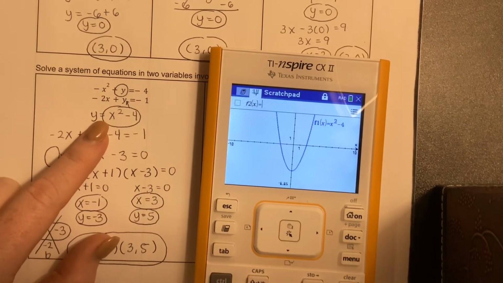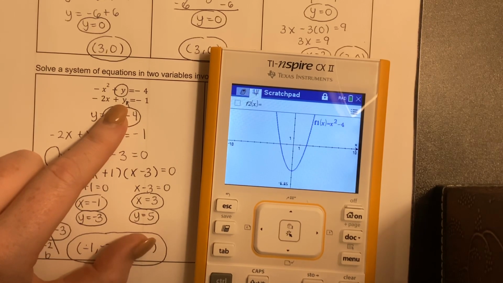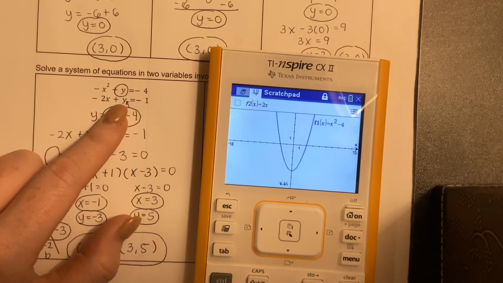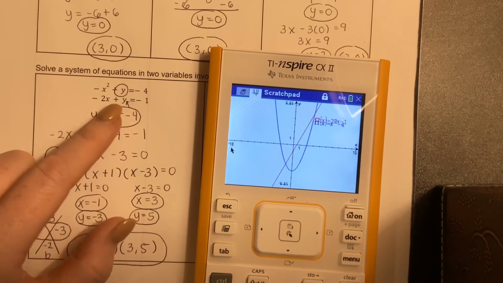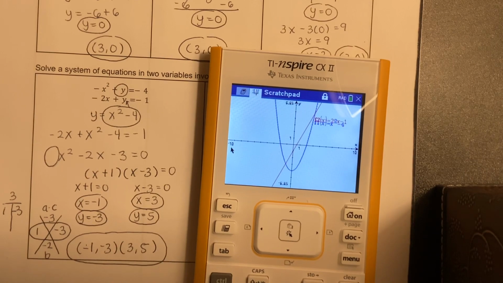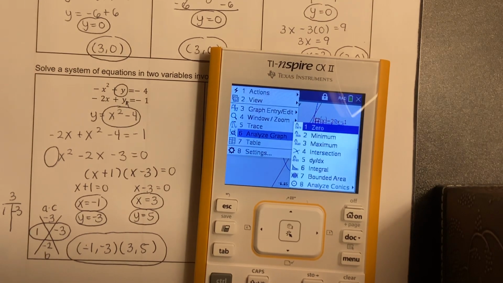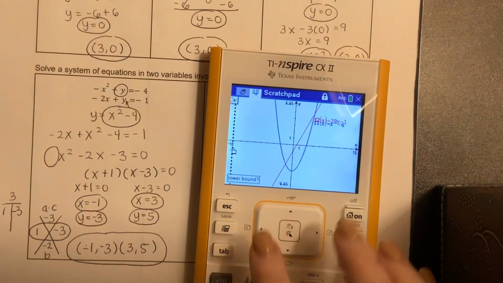Then tab so I can type in another one. If I'm going to solve this one for y, I need to move that 2x to the other side, so it's going to be positive 2x minus 1, enter. You can see that it hits two separate spots. Those two spots that it hits are your two answers. So if you go to menu and then analyze graph, which is 6, it can tell you all these different things. You can find what the intersection is.